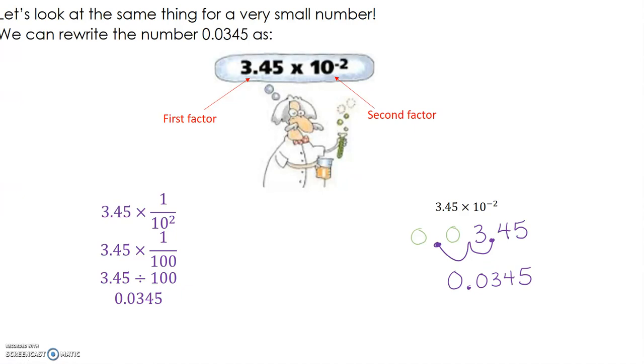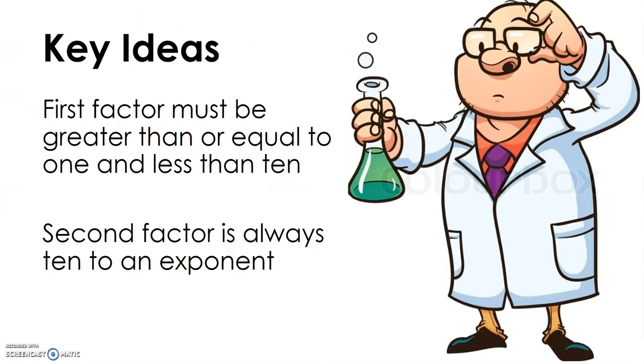So a couple key things that we're noticing: that first factor should always be, technically, greater than or equal to 1 and always less than 10. And then that second factor is always going to be 10 to an exponent.